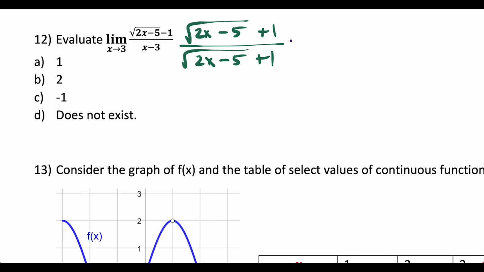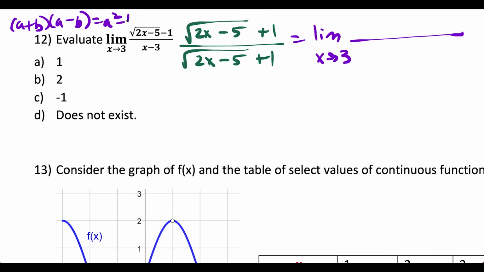So now when we rewrite our limit, we have the limit as x approaches 3. And on top, we have a difference of 2 squares. That concept again, because we're multiplying a binomial by its conjugate. So this is going to be the first thing squared minus the second thing squared. So if I do radical 2x minus 5 times itself, I'm just going to get 2x minus 5. And now I'm going to have minus 1 times 1 is 1 like this.